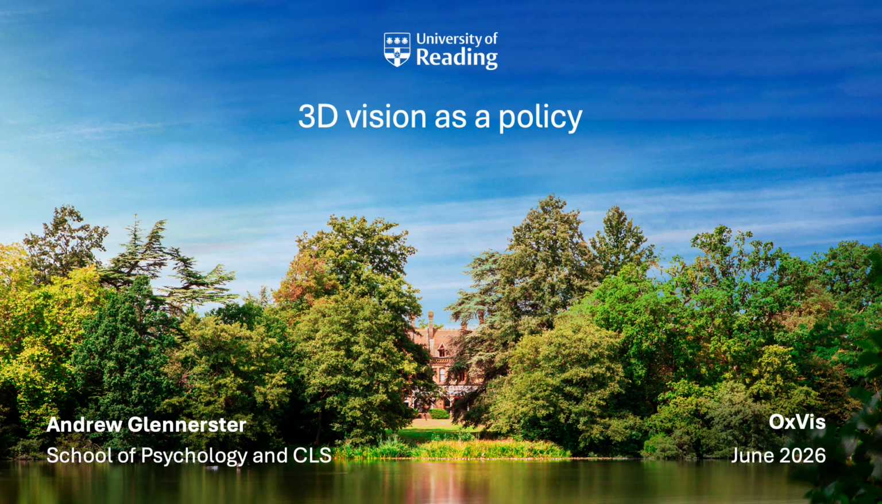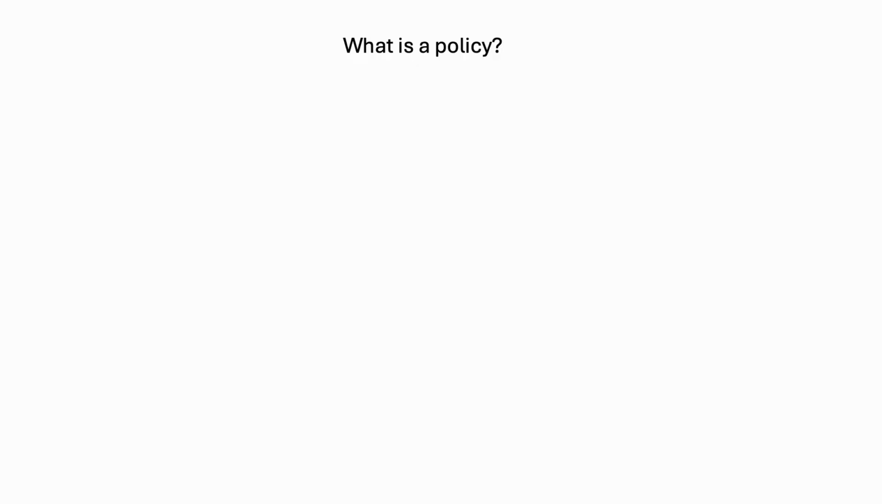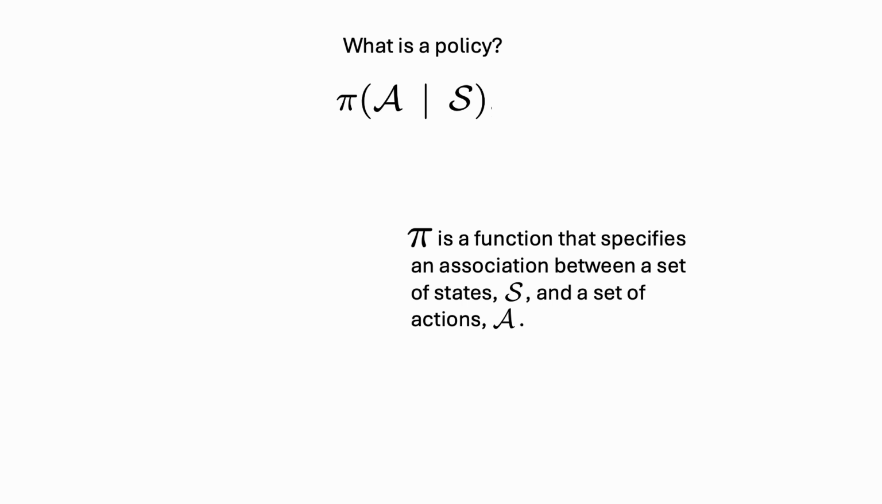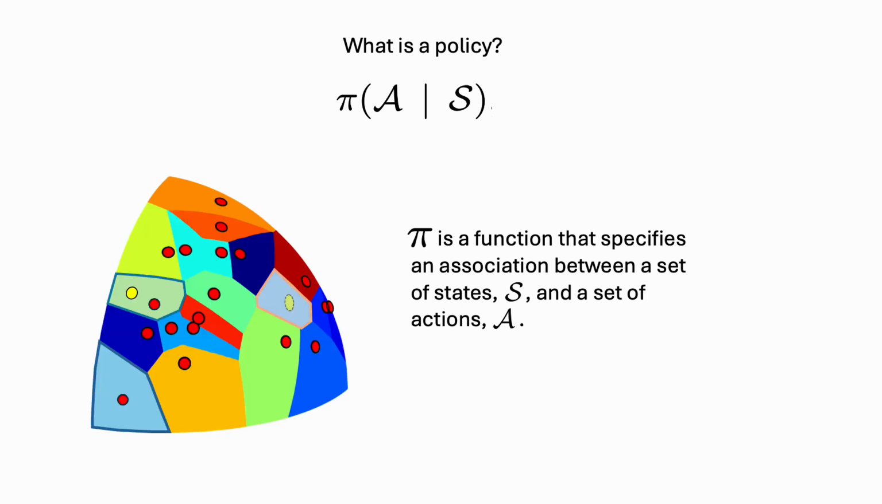Thanks very much. 3D vision as a policy. So those of you who are in robotics and reinforcement learning will know what this means, but for those of you who don't, here's a definition. A policy is a function, and it specifies an association between a set of states and a set of actions. Now, I think in terms of pictures, so this is a picture of a policy.